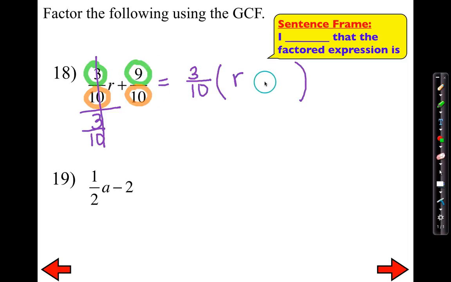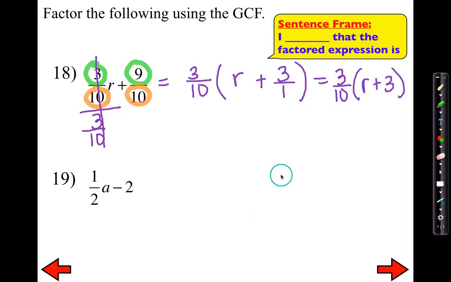If I factor out 3/10, I would be leaving a positive 3/1, which is just 3. Now, how did I do that? Well, you can think of it as you factored out a 3 from the 9, which is leaving me with 3, and you factored out a 10 from the 10, which gave us a 1, which will reduce to 3/10 times the quantity r plus 3.